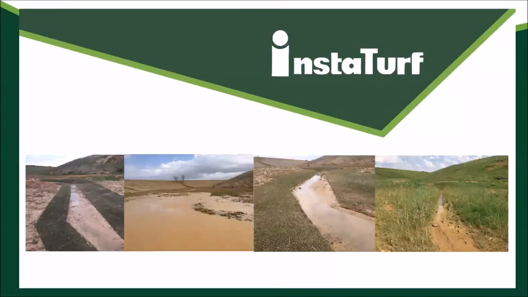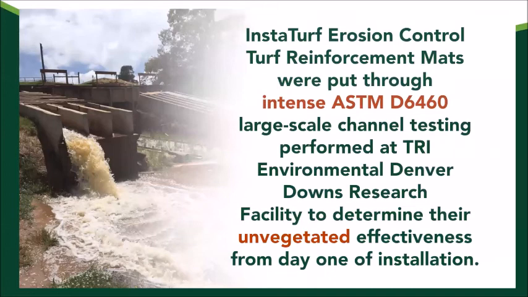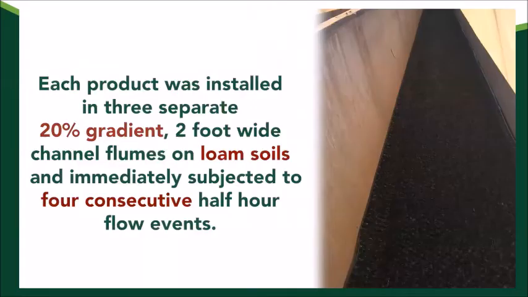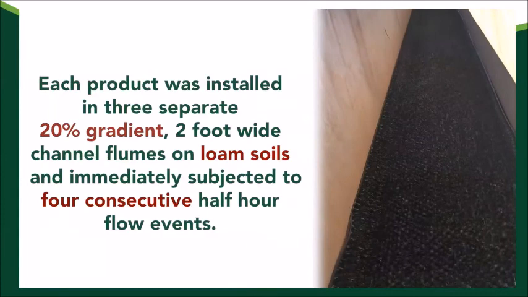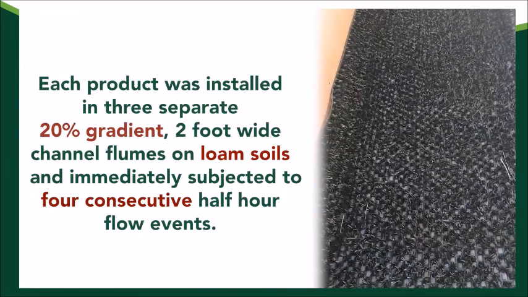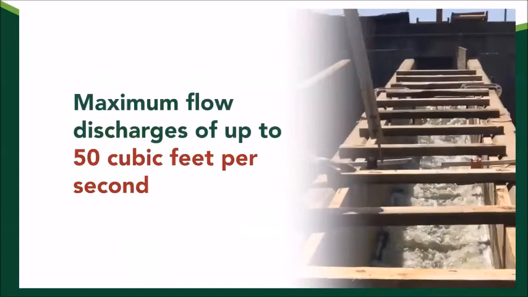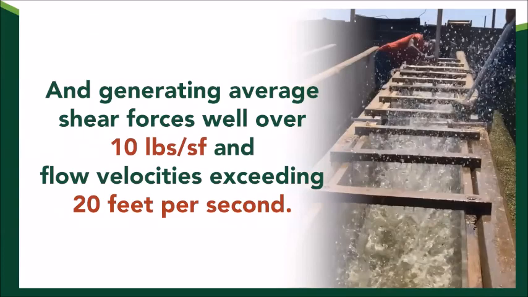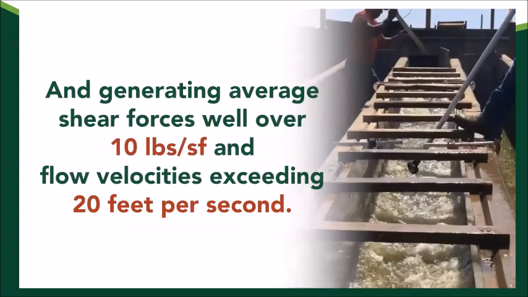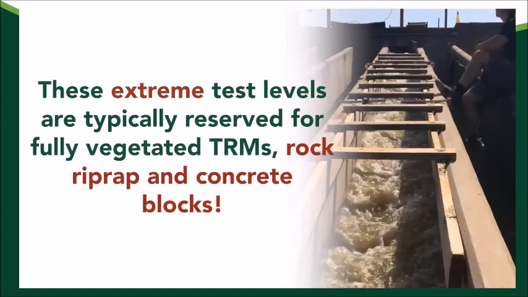InstaTurf's erosion control turf reinforcement mats were put through intense ASTM D6460 large channel testing performed at TRI Environmental's Denver Downs Research Facility to determine their unvegetated effectiveness from day one of installation. Each product was installed in three separate 20% gradient, 2 foot wide channel flumes on loam soils and immediately subjected to four consecutive half hour flow events. Maximum flow discharges of up to 50 cubic feet per second and generating average shear forces well over 10 pounds per square foot and flow velocities exceeding 20 feet per second. These extreme test levels are typically reserved for fully vegetated TRMs, rock riprap, and concrete blocks.